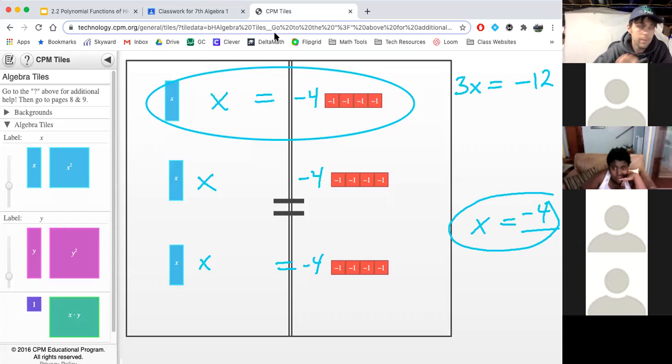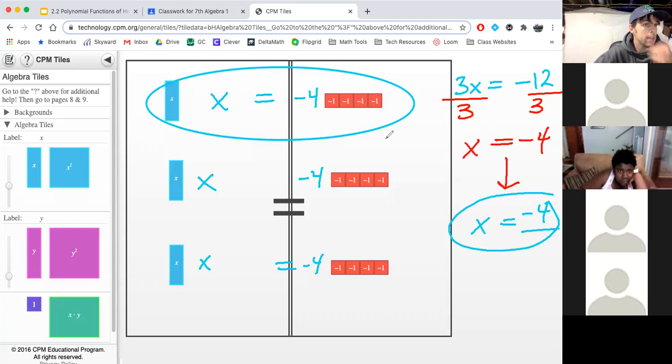Now, mathematically or algebraically, the way we would solve this is we're taking our equation and dividing both sides by the number of x's we have. We're dividing by 3. So we end up with x. If we do -12 divided by 3, we end up with -4. That ends up giving us the same solution that we got using our algebra tiles.